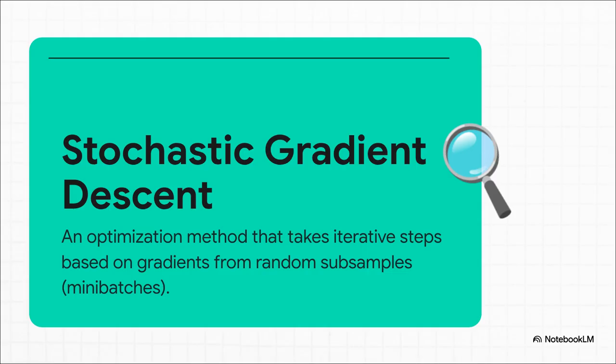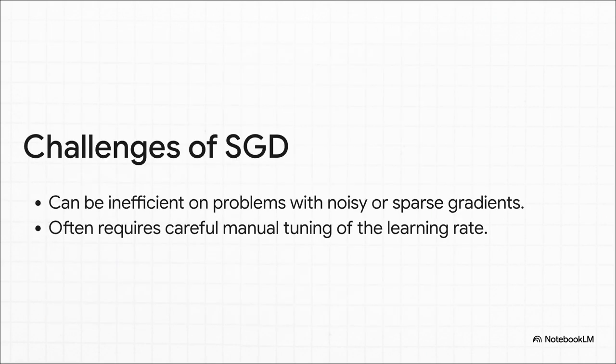SGD. It's a really elegant, simple idea. Figure out the slope, that's the gradient, right where you are, and just take a small step in the steepest downward direction. You do that thousands, maybe millions of times, and eventually you should end up in a valley. The stochastic part just means you're not looking at all your data at once, just small random batches to keep things moving. But, this classic method wasn't perfect.